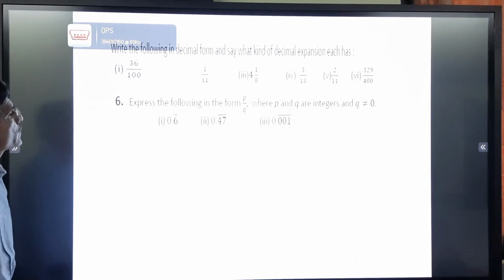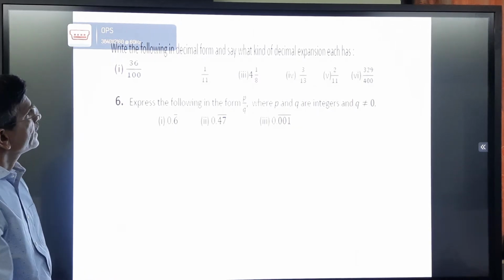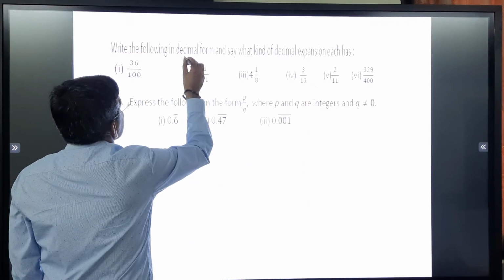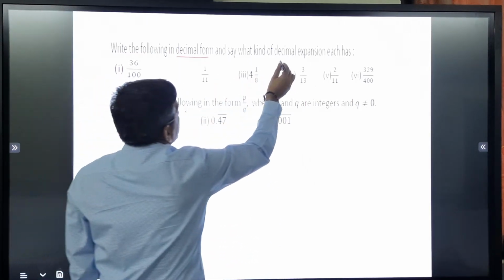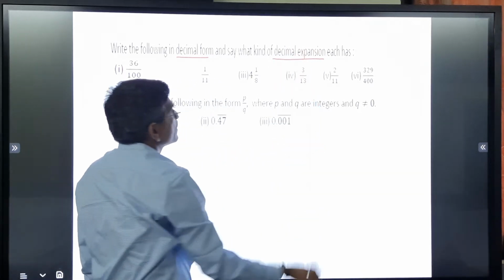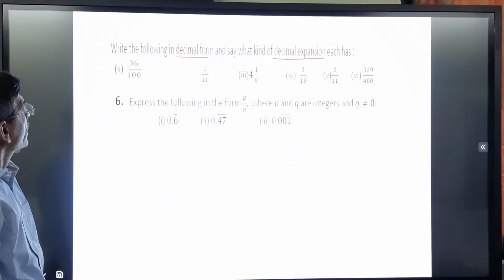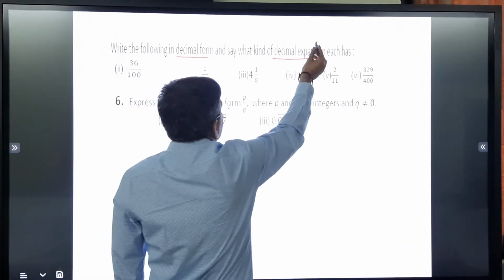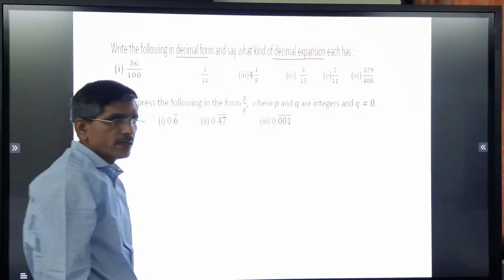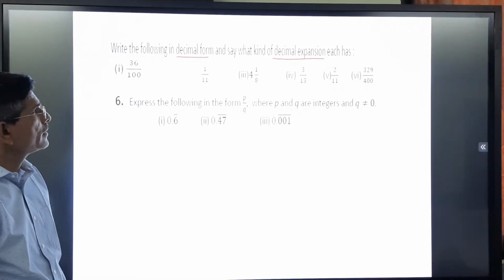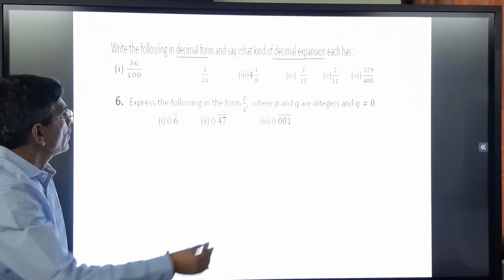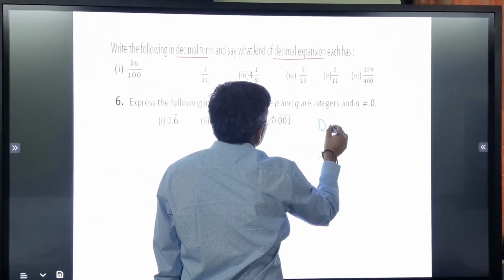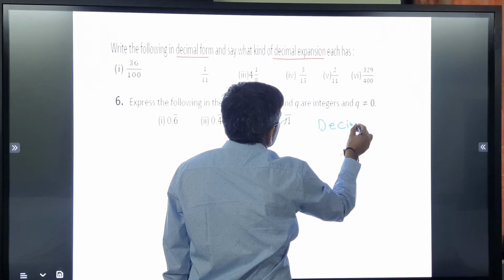Now, next question: write the following in decimal form, and say what kind of decimal expansion it is, that is, recurring or non-recurring. So first of all, the first concept I want to explain to you is the meaning of decimal expansion.